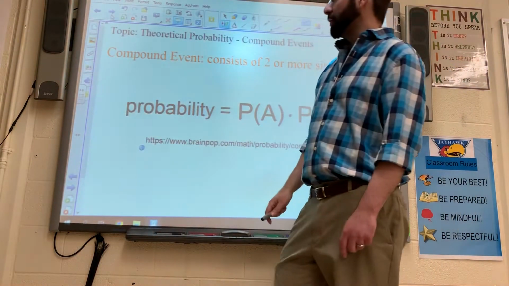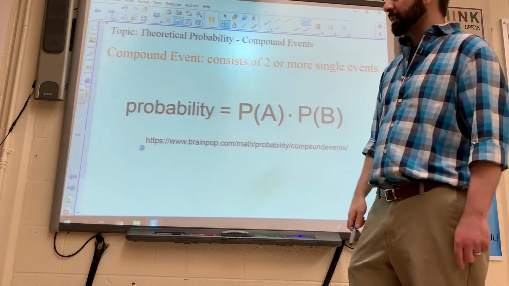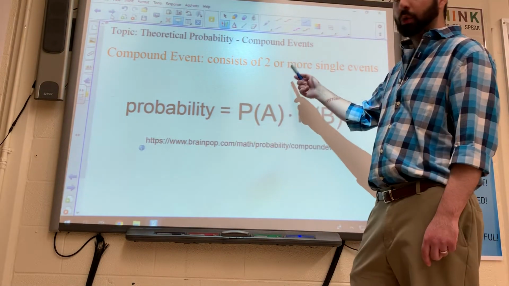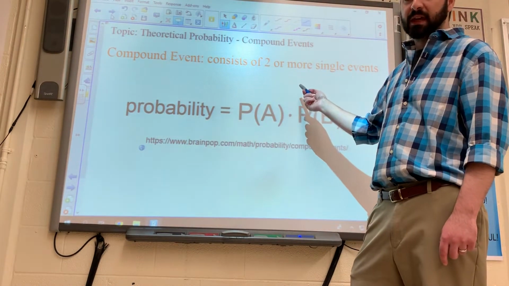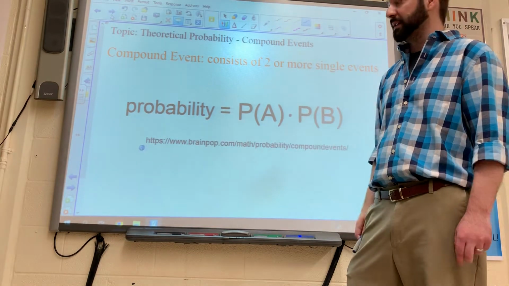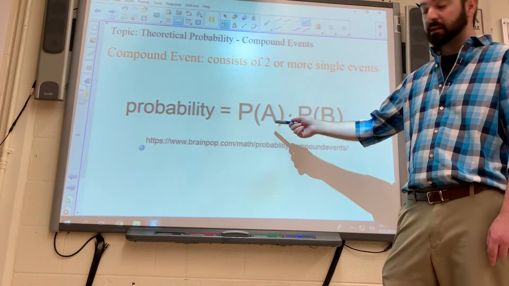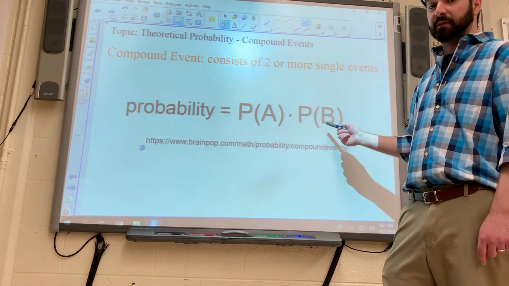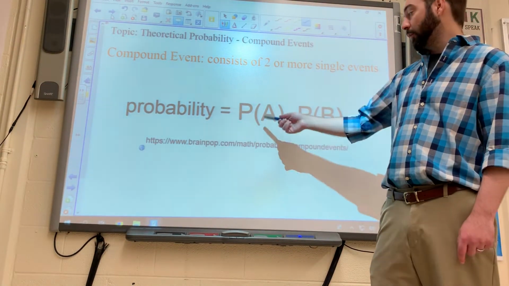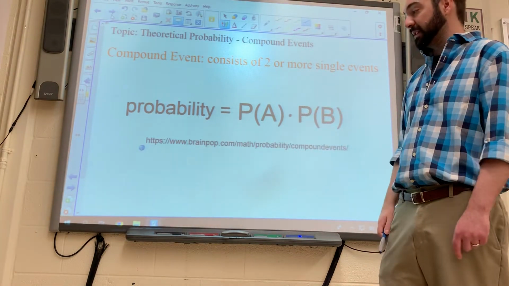All right, a little bit of extra notes. Theoretical probability, compound events. Compound events consist of 2 or more single events. So again, this is where more than one probability is coming into play. And how we find the probability is the probability of the first event times the probability of the second event. So anytime we have more than one event, we're multiplying each event times itself.